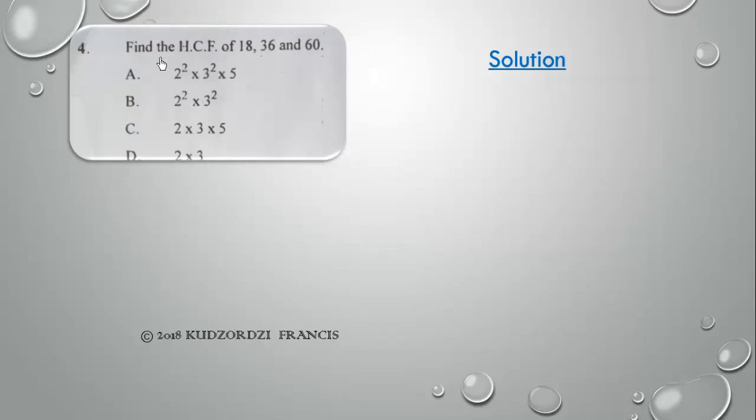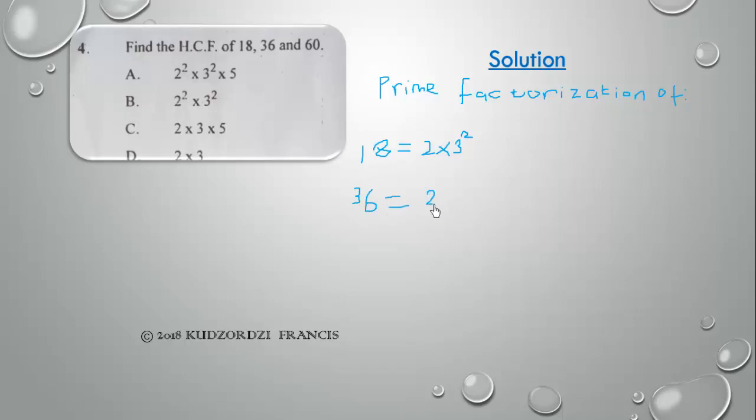Now we are supposed to find the highest common factor of 18, 36, and 60. So let's use the prime factorization over here. So the prime factorization of 18, 36, and 60. Now the prime factorization of 18 is 2 times 3 squared, and that of 36 is equal to 2 squared times 3 squared, and that of 60 is equal to 2 squared times 3 times 5.